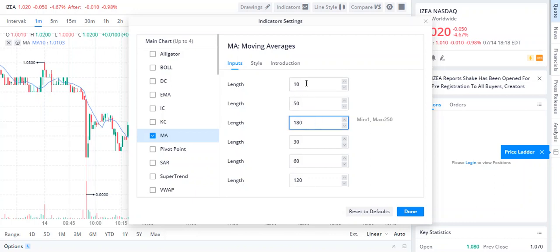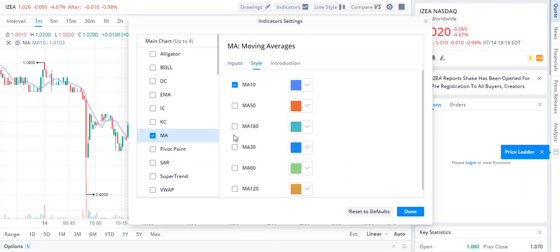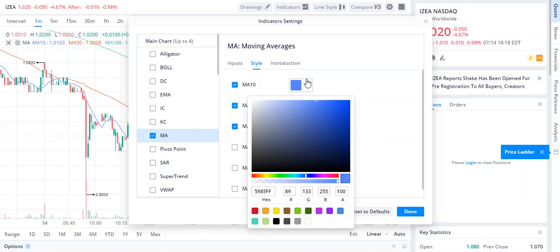But so you can do a 10, you can do a 20, a 50, a 180, and then a 200 if you really want to look at all the different types of averages. But we're going to use 3 for today. So 10, 50, and 180. You go to Style to make sure that you have them all selected, otherwise you won't be able to see them all. And you want to change the colors just to make sure that they're all different.